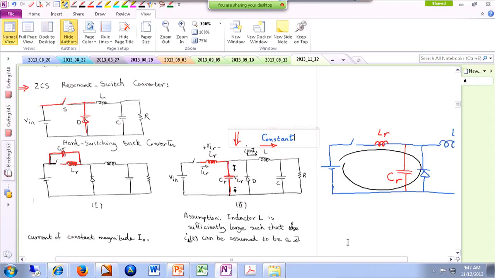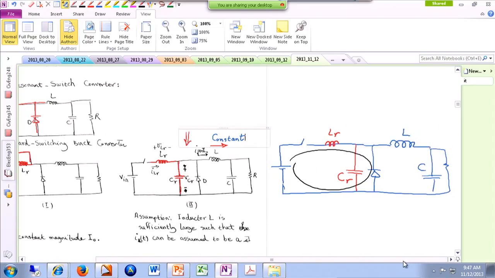All right. So as you see, the system that we are analyzing is a DC source, a switch, a resonating inductor, a resonating capacitor, a diode, and then a constant current source.